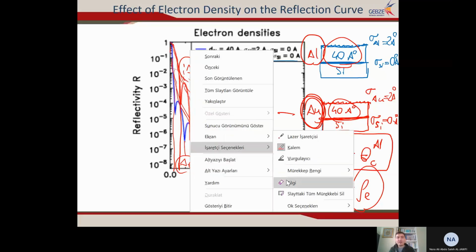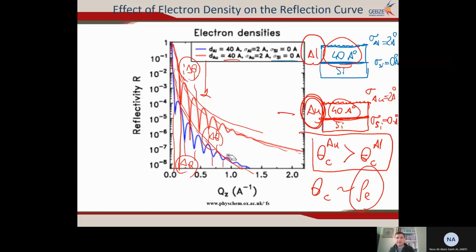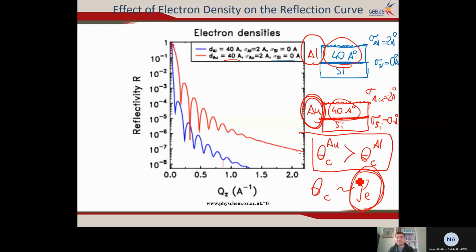But why is the intensity less? They have the same thickness, but we have less intensity from the aluminum. It is related to electron density again. What is the X-ray matter interaction? X-rays are interacting with the electrons within the matter. So if you have more electrons, each electron will behave as a scattering center for the incoming X-rays.